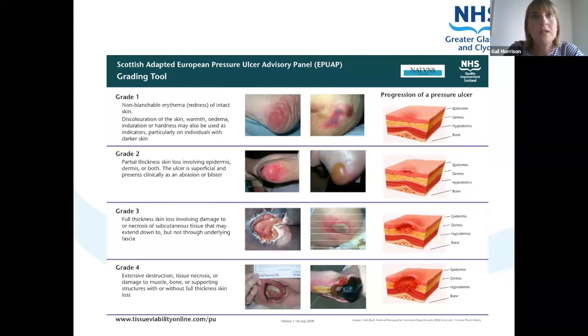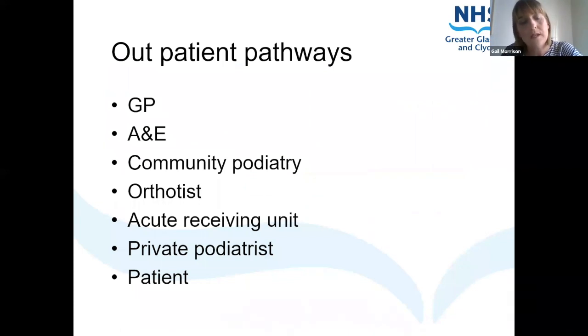So that's inpatients. When we come to outpatient pathways, as you can see, they can come in from lots of different ways: the GP, A&E, community podiatry, orthotist, acute receiving unit, private podiatry, or even the patient themselves, especially if it's somebody who's previously had an ulcer and they've noticed that it's come back or they've got a problem somewhere else. Then they need to be able to initiate treatment themselves.